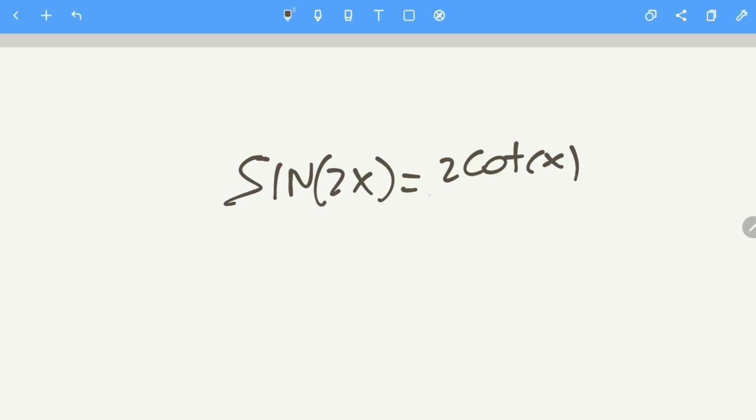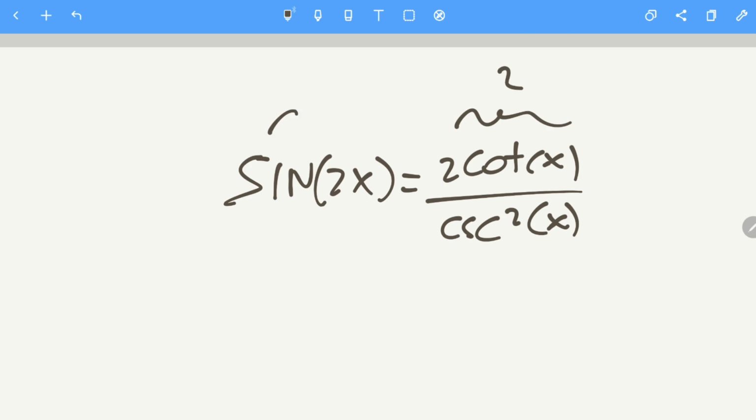Next example, and the last one, sine of 2x equals 2 cotangent of x divided by cosecant squared. Now, can you guess from which side we have to start? Using our criteria, the number of trigonometric functions on the right is 2 and on the left is 1. So we must start from the right according to that criteria.